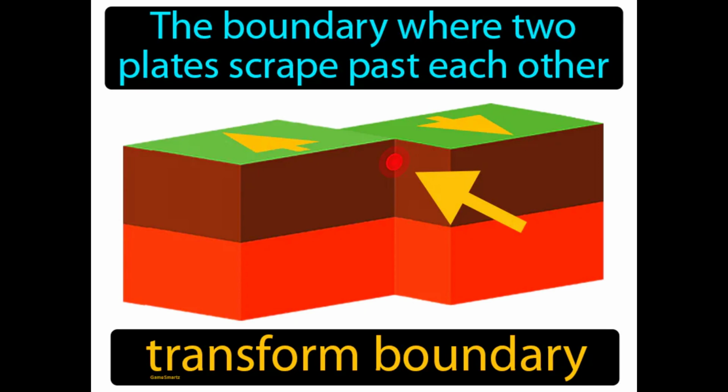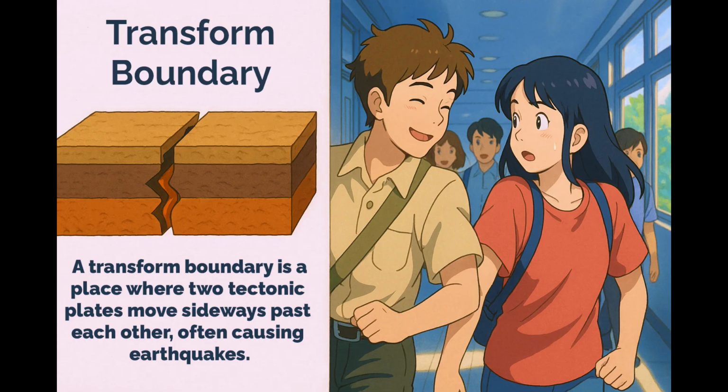The boundary where two plates scrape past each other. Transform boundary. A transform boundary is a place where two tectonic plates move sideways past each other, often causing earthquakes. Imagine you're walking in a crowded hallway and accidentally bump shoulders with someone walking in the opposite direction. This situation is similar to a transform boundary, where two tectonic plates slide past each other horizontally.